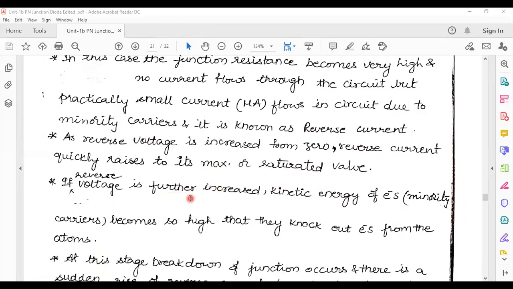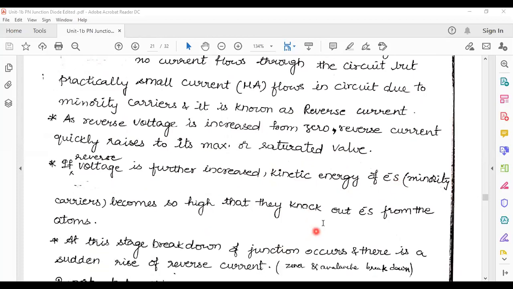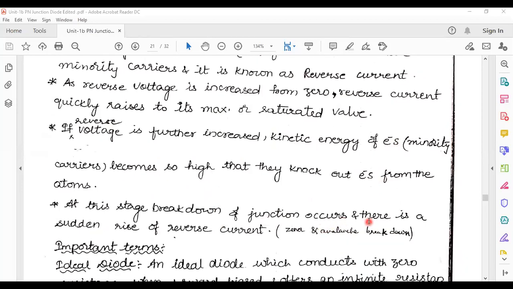If reverse voltage is further increased, the kinetic energy of the minority carriers increases. The p-type material also has some electrons, and those electrons, the minority carriers, will flow into the n region. They will come to the n side, and their kinetic energy becomes so high that they knock out electrons from the atoms. At this stage breakdown of the junction occurs, there is a sudden rise of the reverse current.